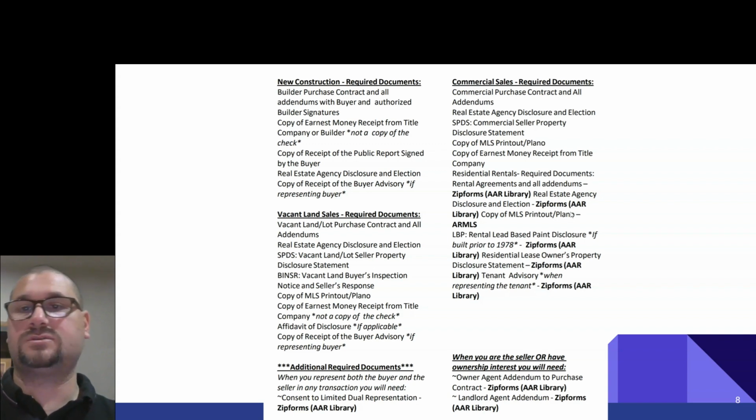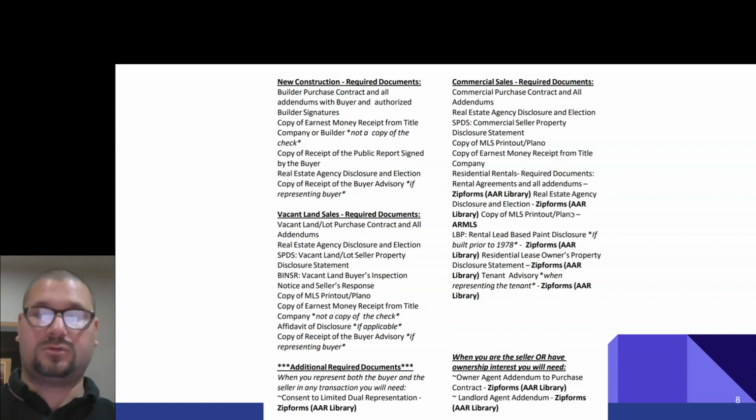residential rentals, required documents, rental agreements and all addendums. So if you're selling your own property, when you are the seller or you have some ownership interest, you're going to need what? Owner agent addendum. So it's going to be just an addendum, an additional document claiming that you are the owner agent. It's an owner agent addendum to purchase contract, right?